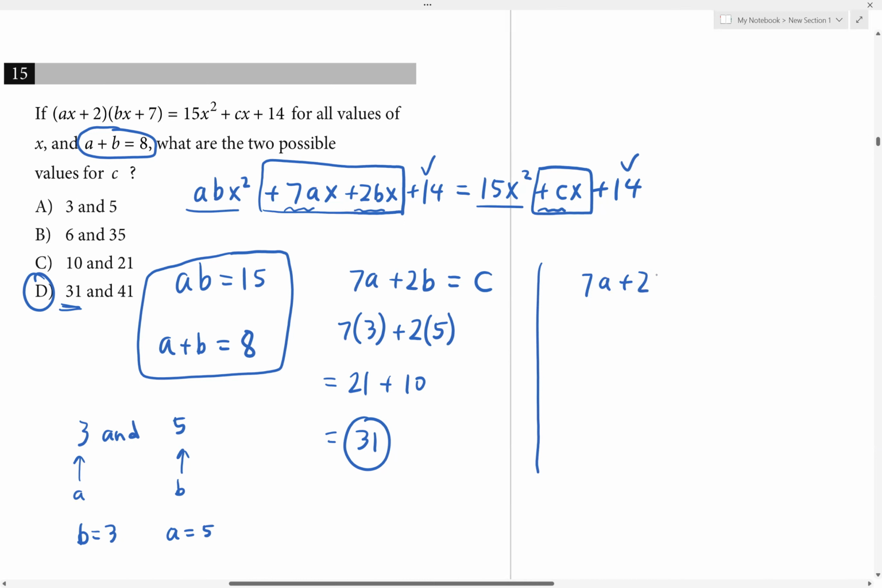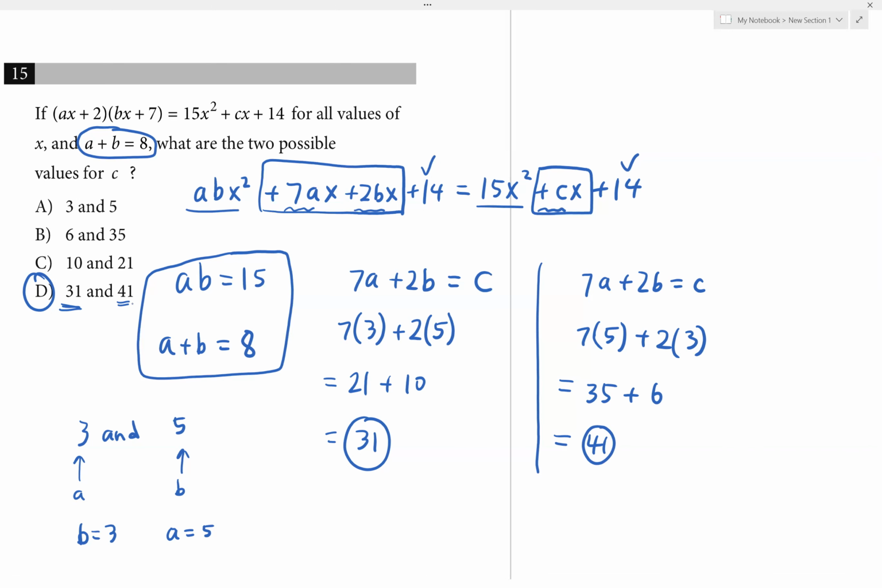Okay, we get 7a plus 2b equals c. So if a is 5 now and b is 3, we solve for c, we get 7 times 5, 35, plus 2 times 3 is 6. 35 plus 6, we get 41. Okay, so that's how we have 41 there. That's the second number there. Okay, but once we figure out one of them, we know it had to be D because that's the only answer that works. Okay, so for a question like this, we're trying to match the two sides and we're trying to come up with clues to help us solve for the missing variable.